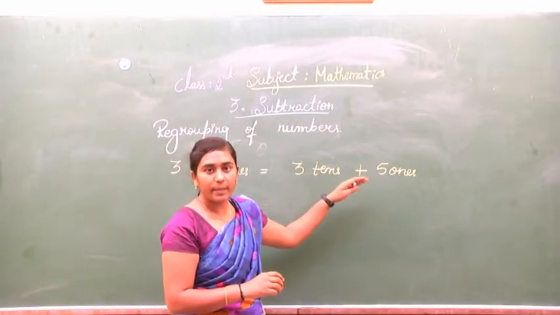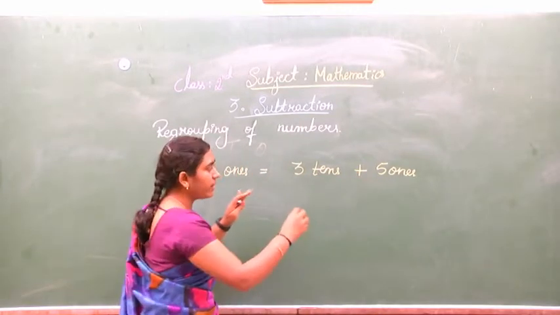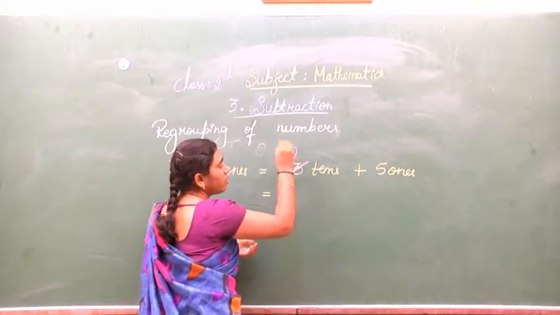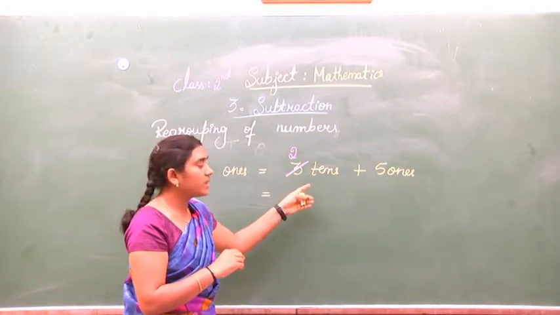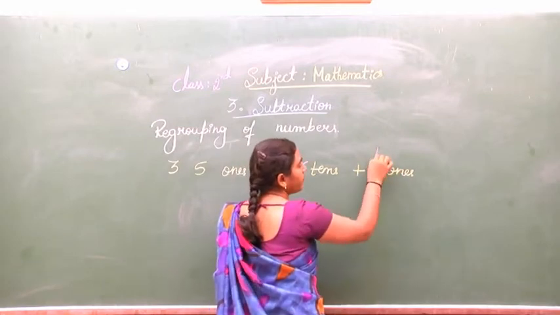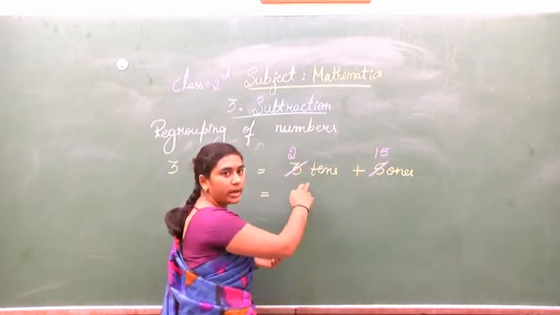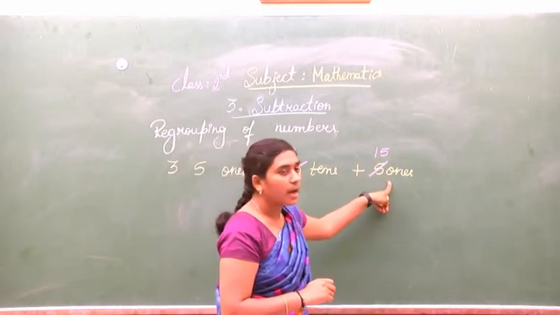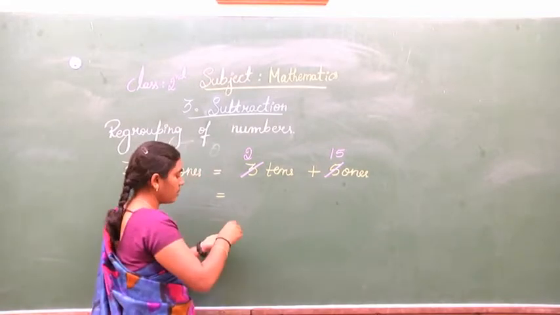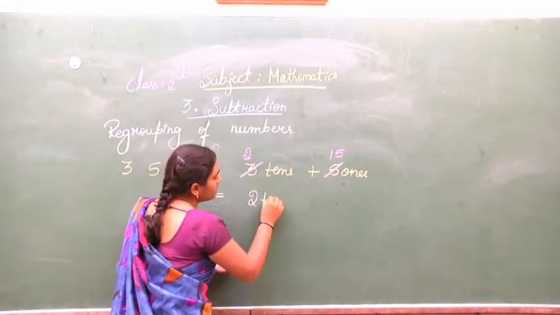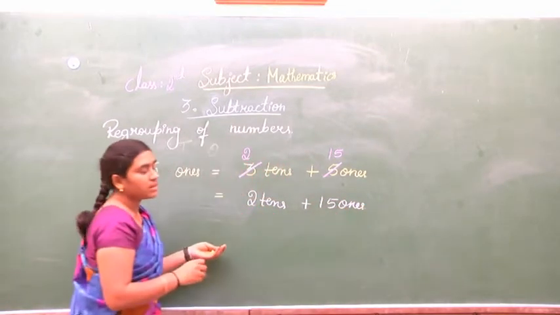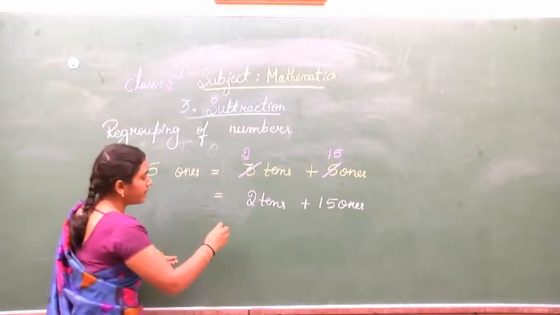But if you want to subtract 17 from 35, you have to do the regrouping. What I will do? I will reduce 1 tens, that is 10, I will reduce. So 3 becomes 2 and this 5 will be 15. The 10 which I have reduced from the tens place is added to the ones place. So the number becomes 2 tens plus 15 ones. Now I can subtract 17 from that.